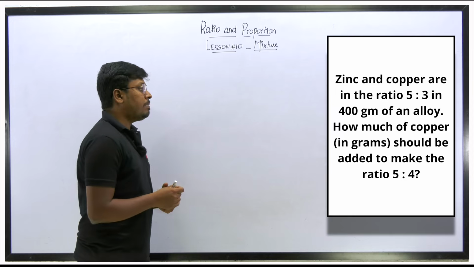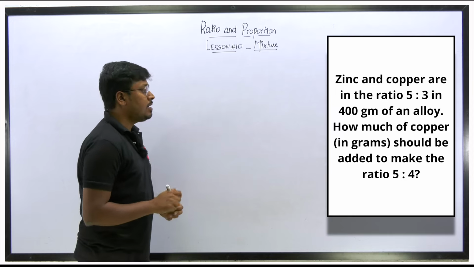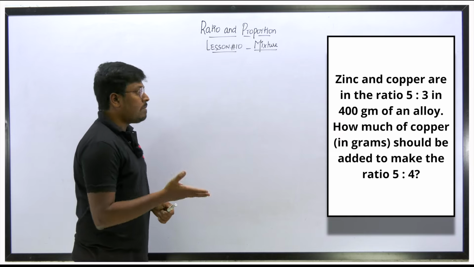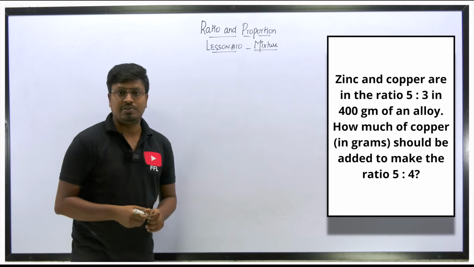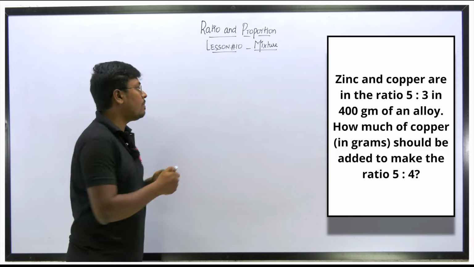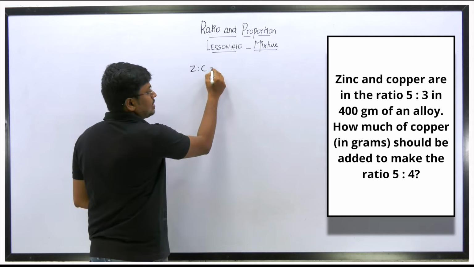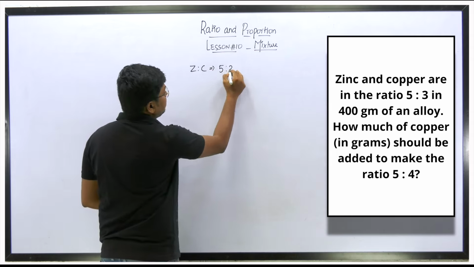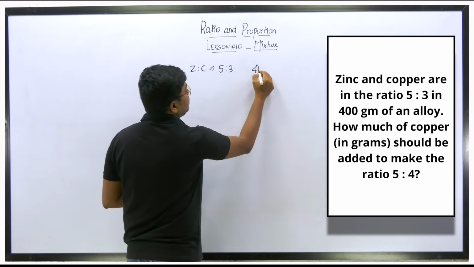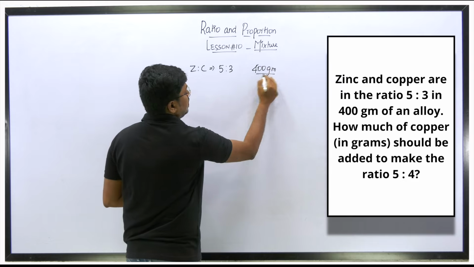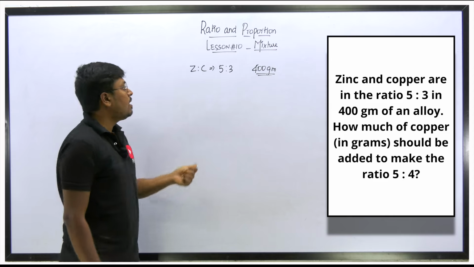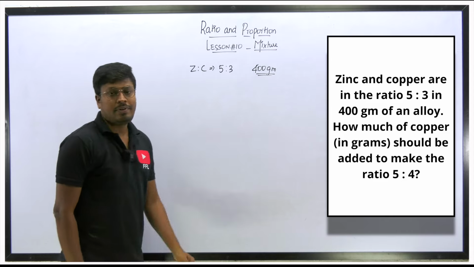Third question. Zinc and copper are in a ratio 5:3 in 400 gram of alloy. How much copper in gram should be added to make the ratio 5:4? Just see here, initially there is an alloy which contains zinc and copper. Zinc and copper are in the ratio 5:3. The alloy's total capacity is also given, 400 grams. So out of this 400 gram, zinc and copper are in the ratio 5:3.